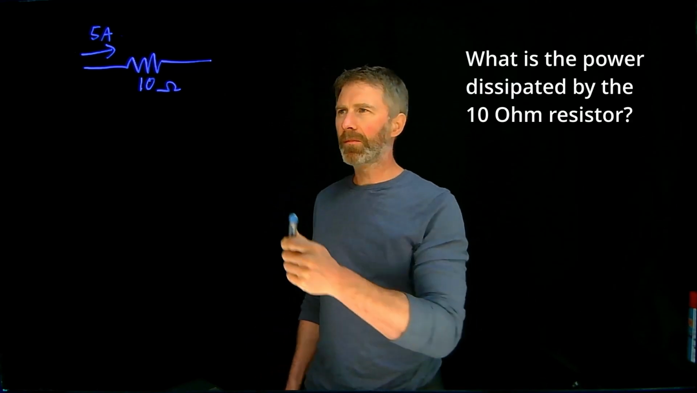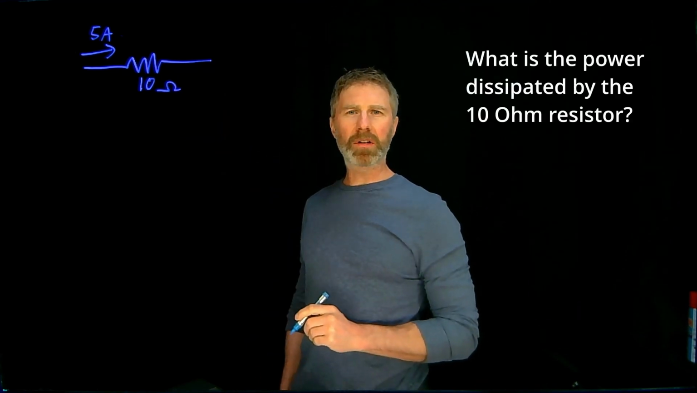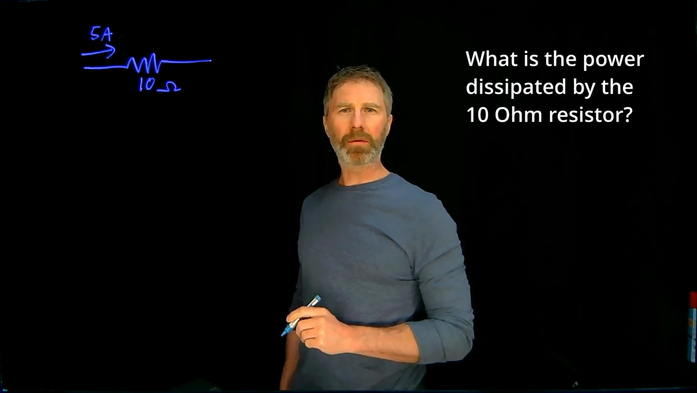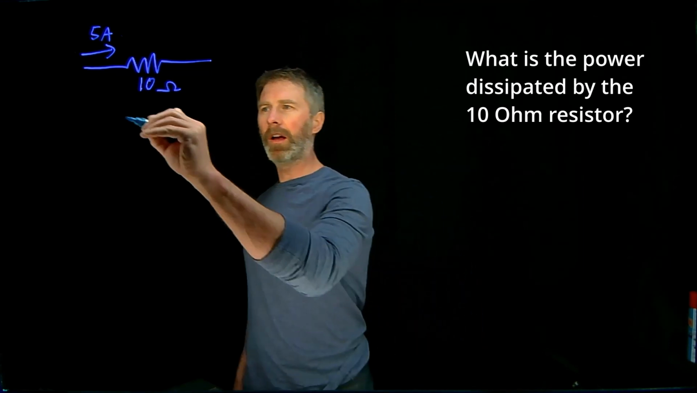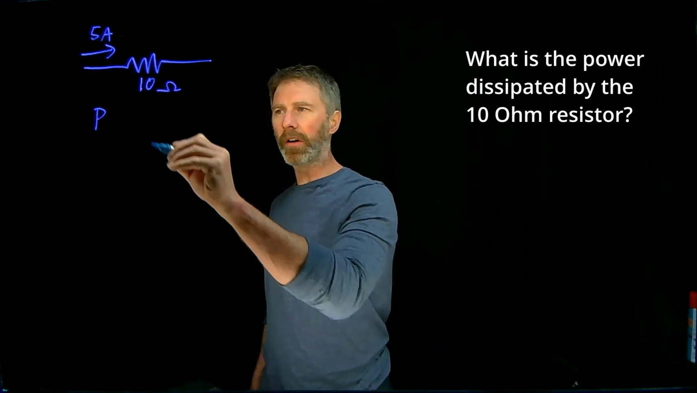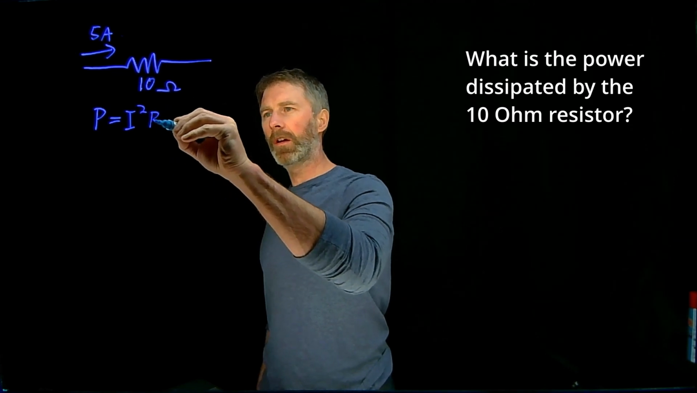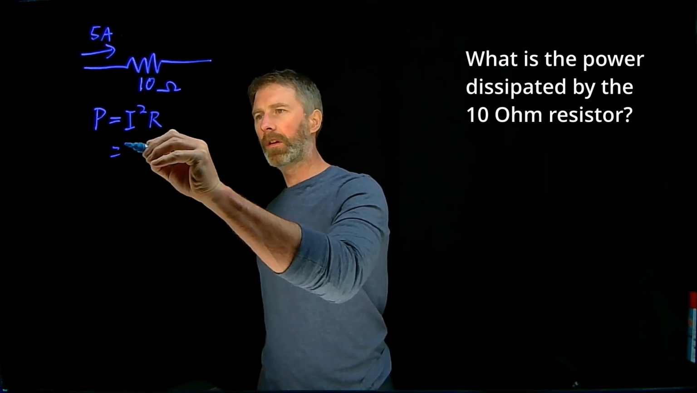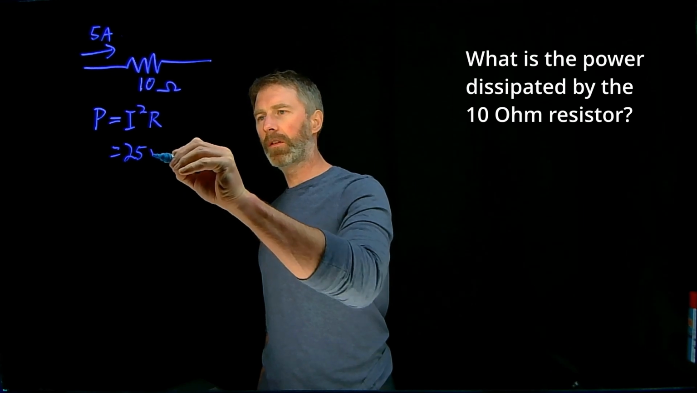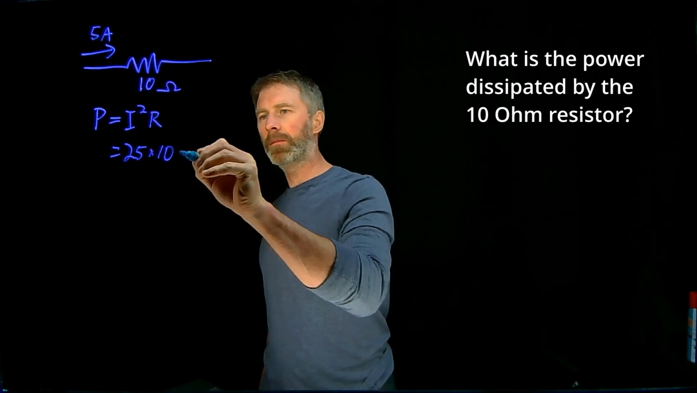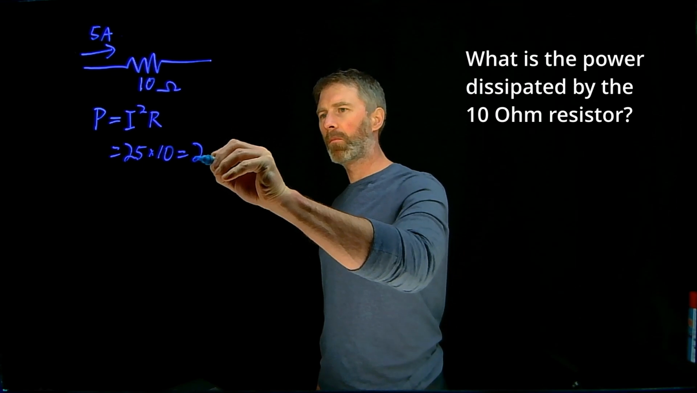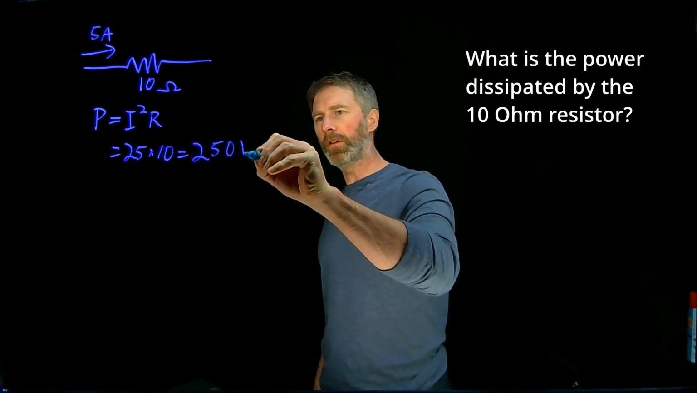Next question. Again, what is the power dissipated by this resistor? This time we have 5 amps going through it, and it's a 10 ohm resistor. In this case, we use the I squared R formula because the two things that we know here are the current and the resistance. And we get 25 times 10, 250 watts.